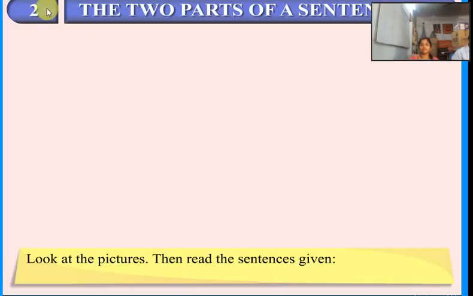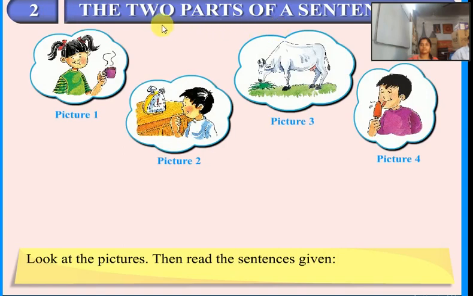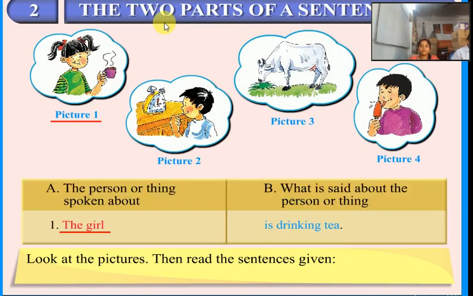The 2 parts of a sentence. Look at the pictures, then read the sentences given. The girl is drinking tea. A clock tells the time. A cow eats grass. Bahadur is eating an ice cream.